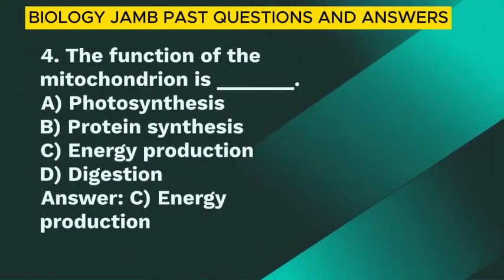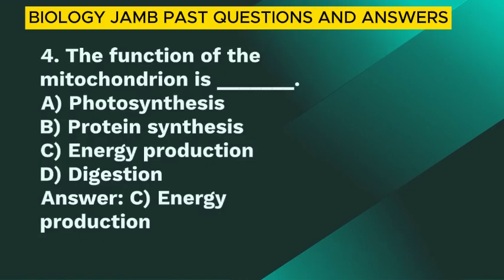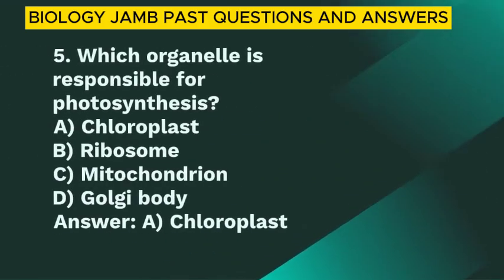Question number 4. The function of the mitochondrion is A. Photosynthesis, B. Protein synthesis, C. Energy production, D. Digestion. The answer is C, which is energy production.